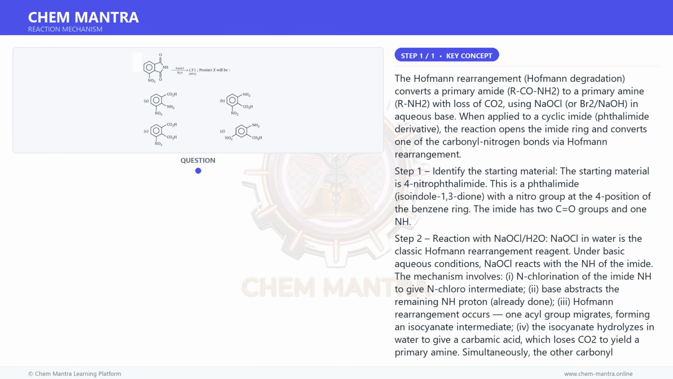Step 3. Determine regiochemistry of the product. In 4-nitrophthalimide, the nitro group is at position 4 of the benzene ring. The two carbonyl groups are at positions 1 and 3 of the isoindole system. The Hofmann rearrangement converts one C=O NH unit to NH2, and the other C=O becomes CO2H after hydrolysis.